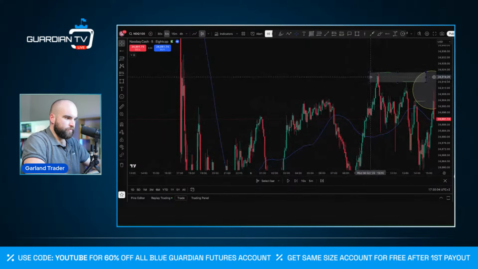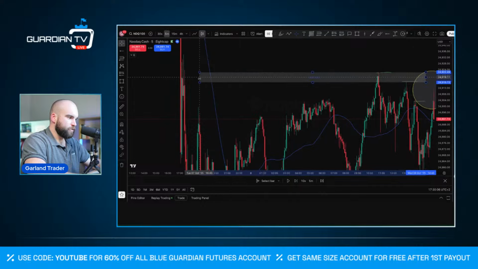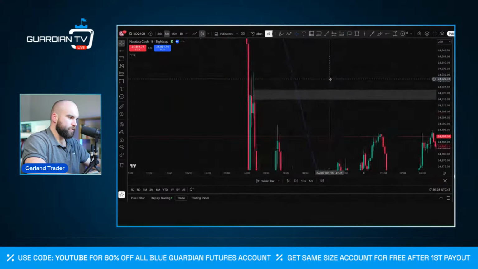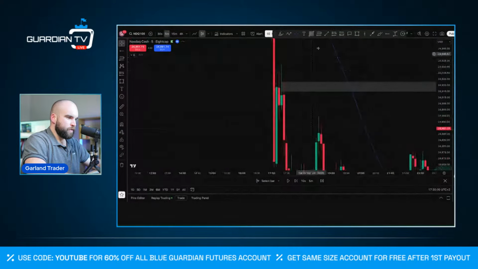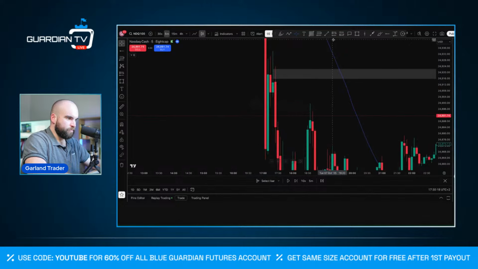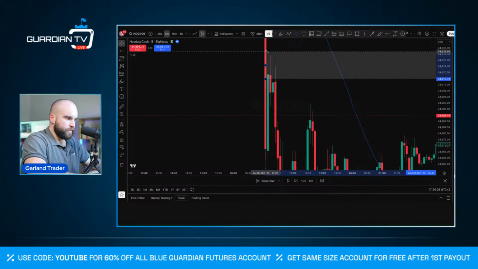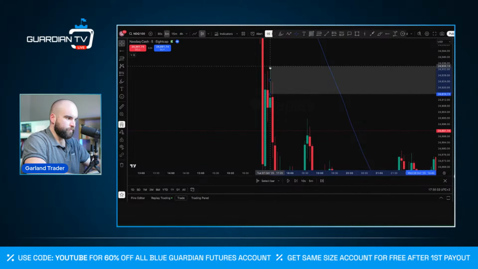Now, if I look further left, is there anything else that's close by? Well, yes. Let's look at this. We've had price push down aggressively, push up aggressively, and then push down again. What is this? It's a V shape, right? It's a clear V shape over here. So what I'm going to do is include this in the zone.